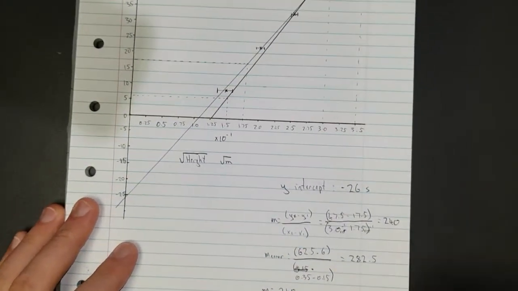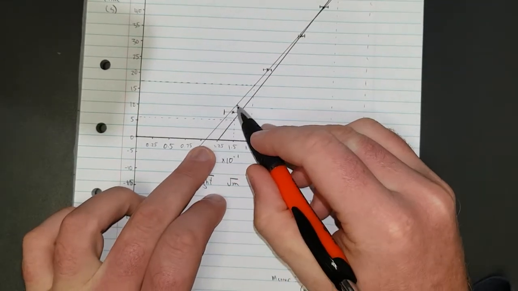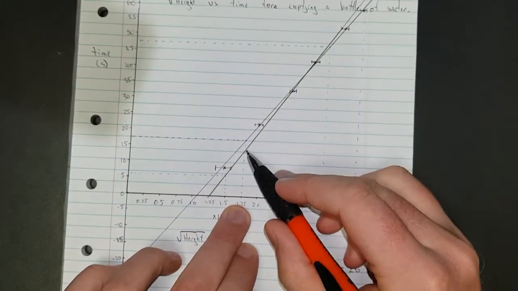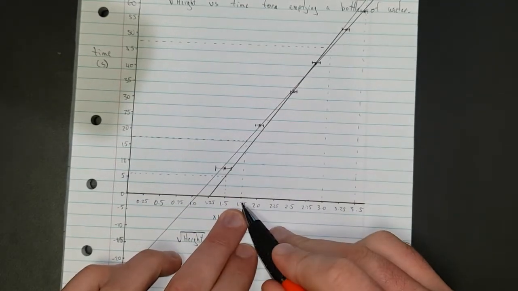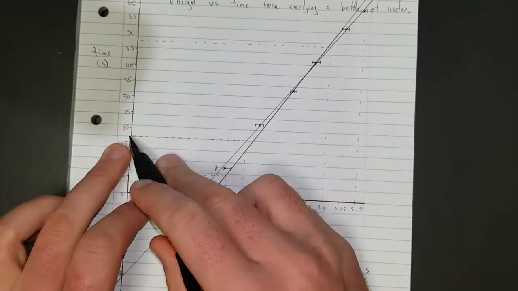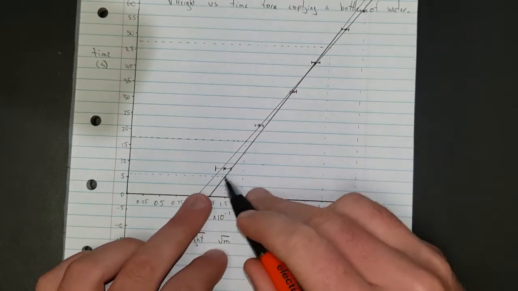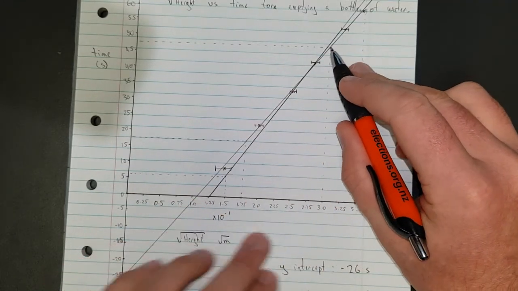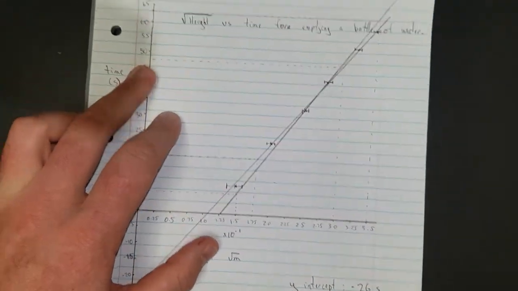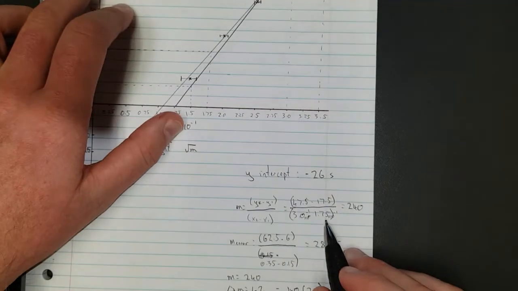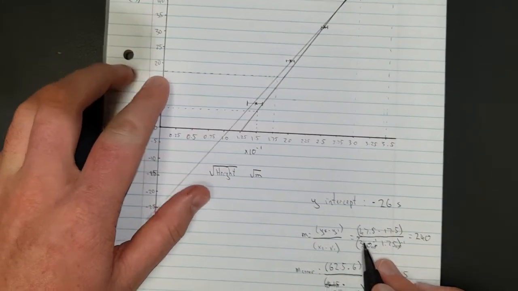Alright, so what I did is I first found the gradient of my best fit line. I just did the triangle method where I drew up, drew across. So this is my x1 value, y1 value, and if I go up that line to here, this is my x2 value and that's my y2 value. We can see 47.5 down here, minus 17.5, which was roughly there.